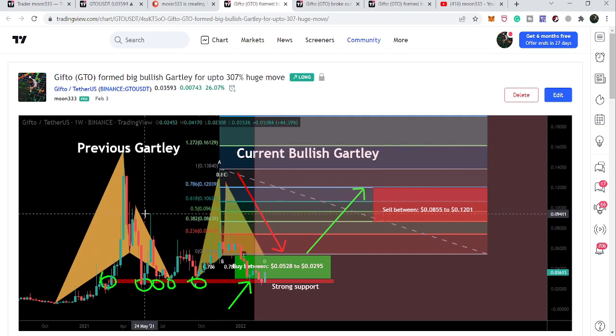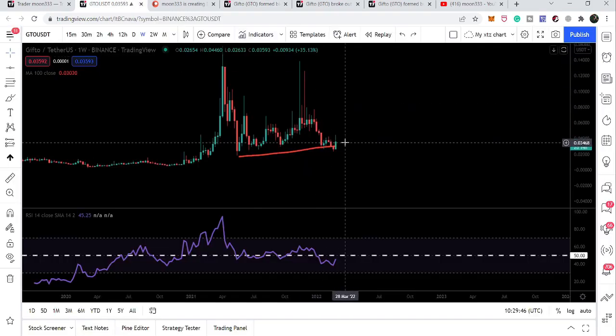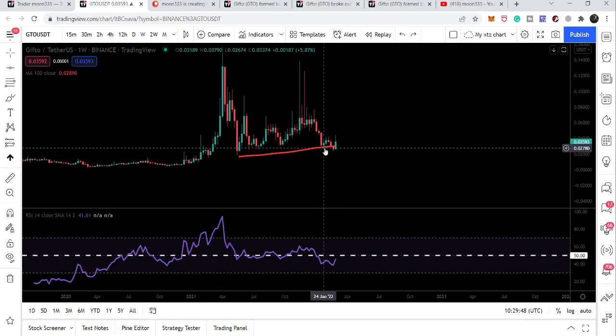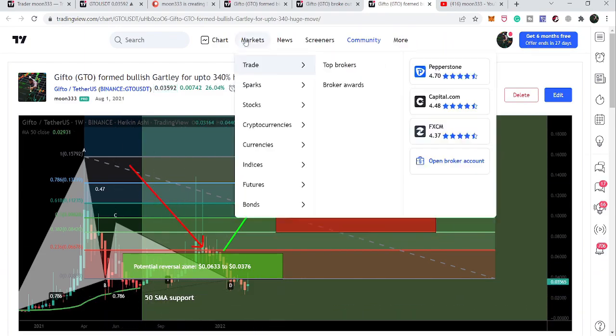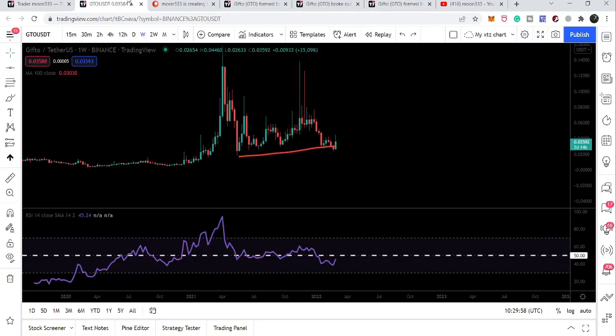This was the previous guardrail that I shared back in the month of August, and this is the newly formed guardrail again on the weekly time frame. Now, if we take a look at the live weekly time frame chart, then we are also gearing up from the support of the 100 weekly simple moving average. In my previous analysis, we had the support of 50 simple moving average on the weekly time frame. This time we have the support of the 100 weekly simple moving average.